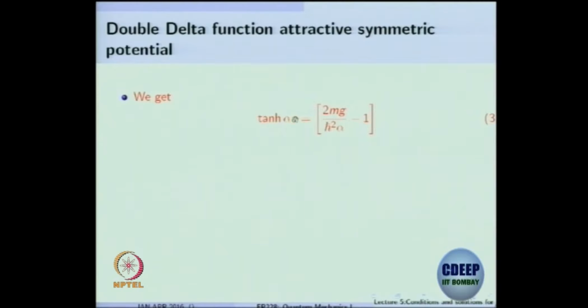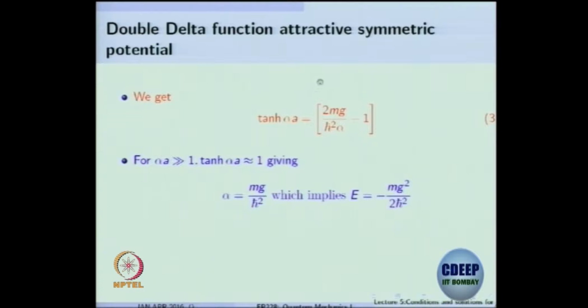So, looking at this equation 3, there exists an energy if it satisfies this equation. That's all I can say. Okay, so let's look for the trend. What are the trends? Alpha A very much greater than 1 is the first one, which means, you all know what tan hyperbolic is in that limit. It can be approximated to 1.